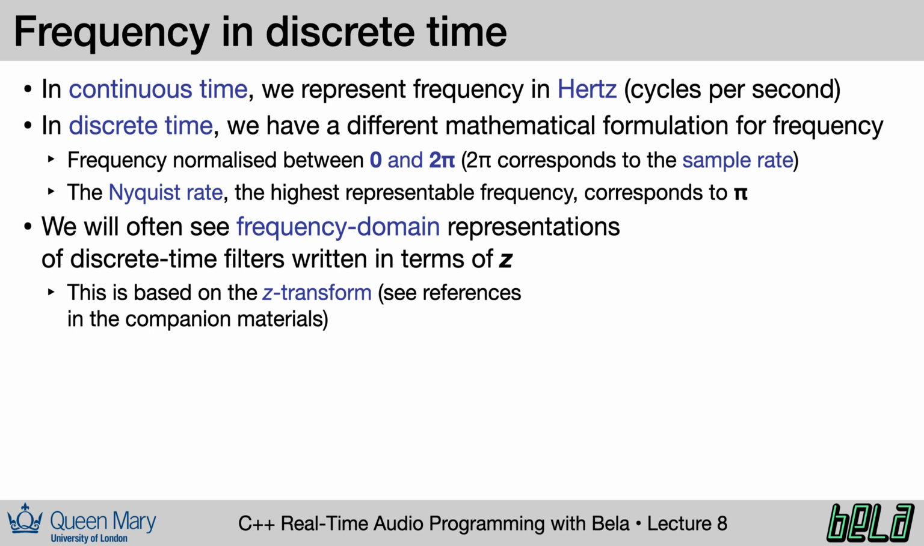The other thing you'll typically see with discrete time filters is a mathematical representation in the frequency domain. This is based on something called the z-transform, where z is a complex number. I'm not going to get into the mathematics of this here, but there are lots of good DSP references, some of which I'll post in the companion materials.